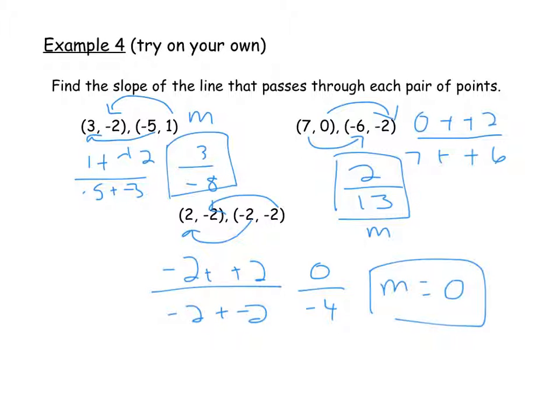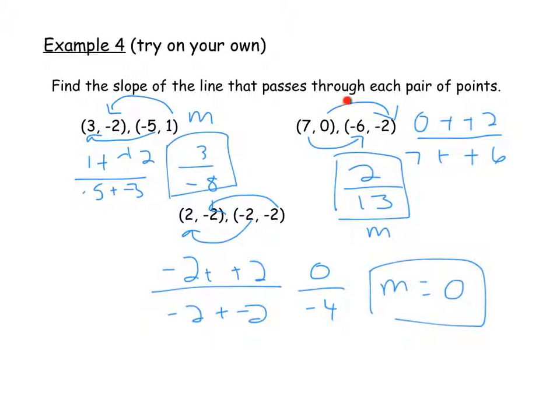All right, how did you do? Here I went from the second to the first y and the second to the first x. So 1 minus a -2, keep, change, is 3. -5 minus 3, keep, change, is -8. So my slope, again this m is there because m represents our slope in the slope-intercept formula, so -3/8.